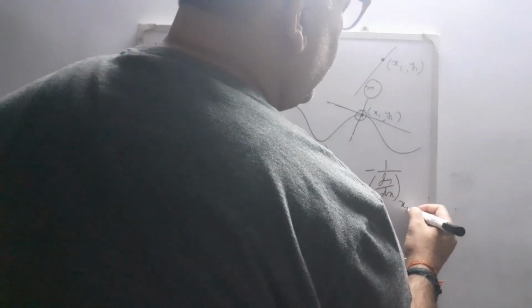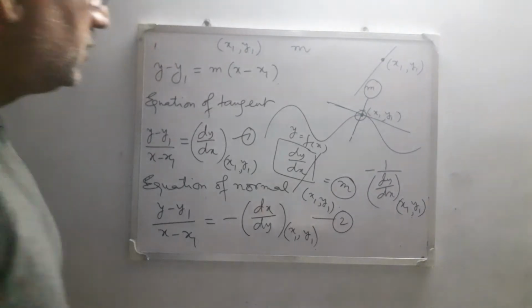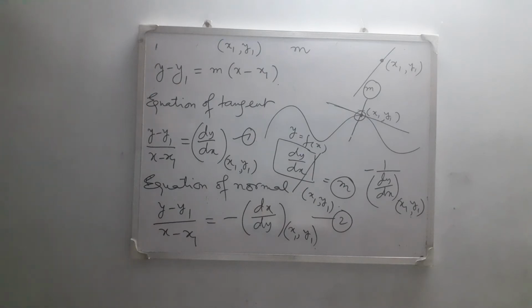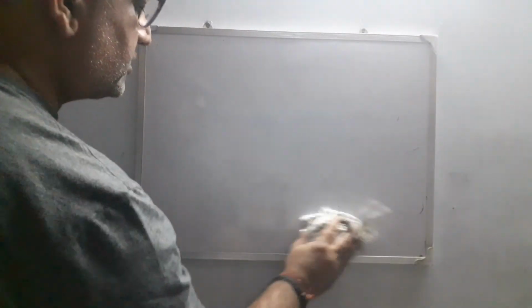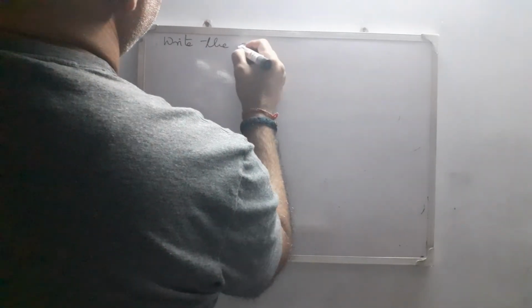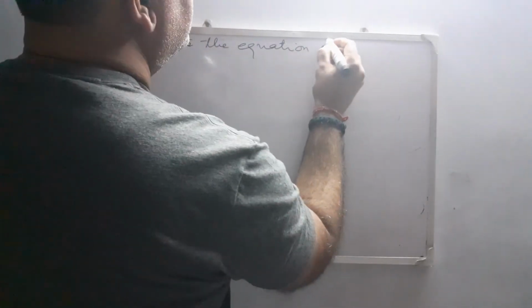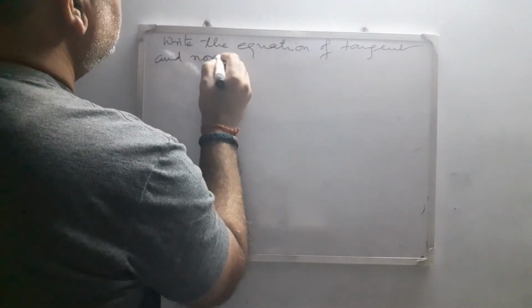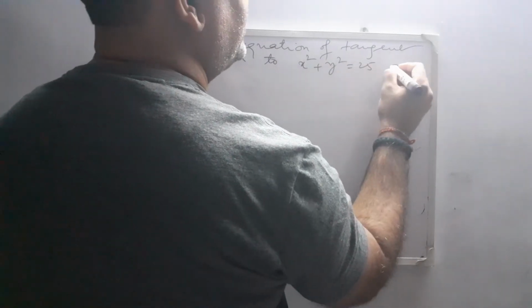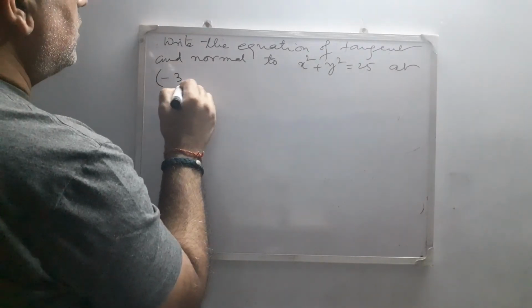Both have the same meaning. So this is your way to write the equation of tangent as well as the equation of normal. Let us start with a simple problem. Take a problem on it. Write the equation of tangent and normal to x² + y² = 25 at (-3, 4).